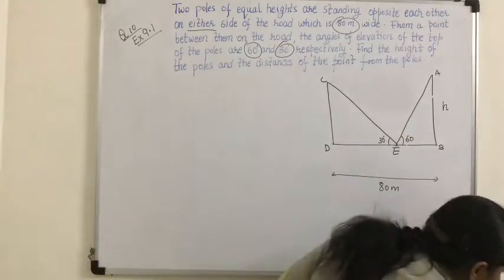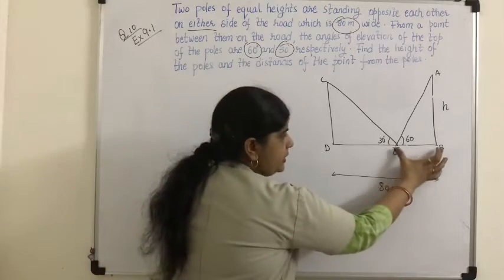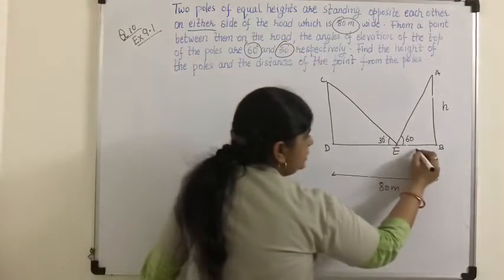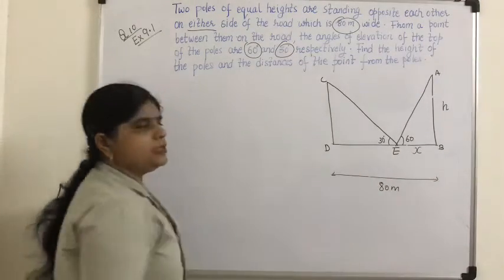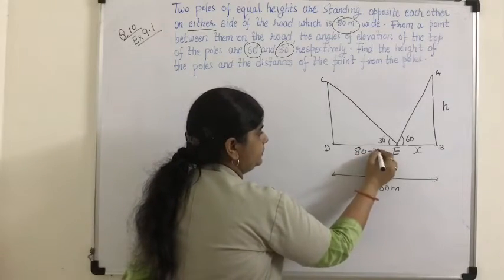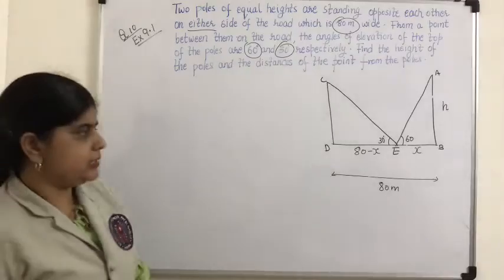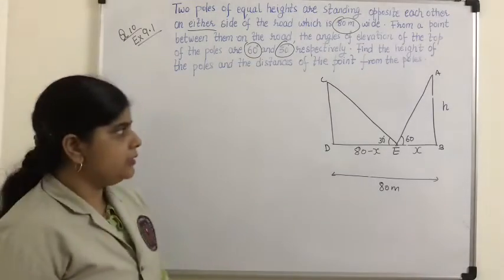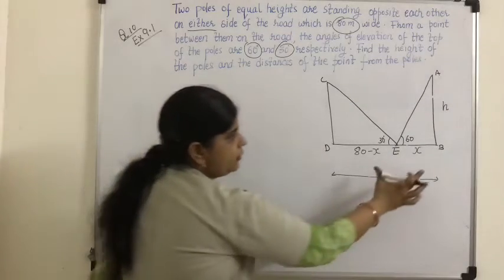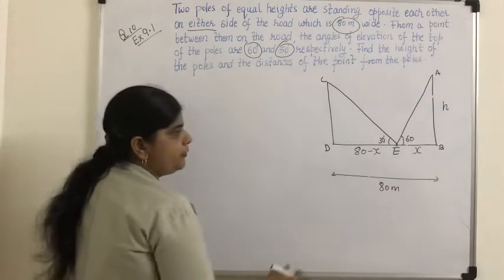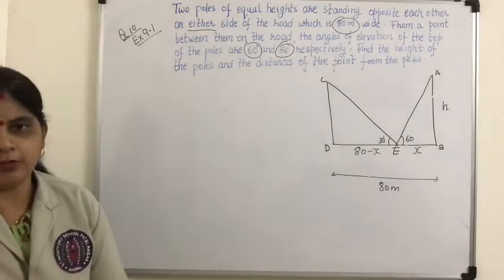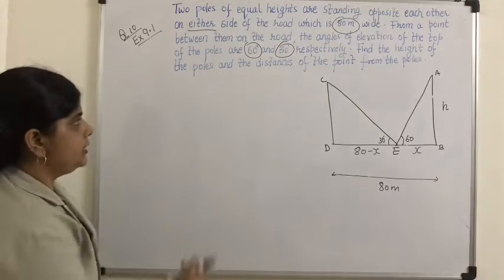So they have asked this distance and this distance, both the distances are asked. So let this distance be x. So what will be this distance? Distance DE will be 80 minus x, as total distance is 80. Children, what things we have to find? We have to find the value of h, we have to find the value of x, and we have to find the value of EB and DE. So that is the last thing we have to find.